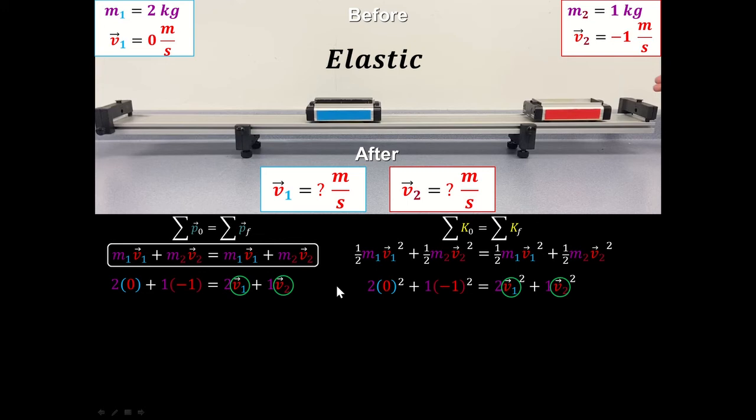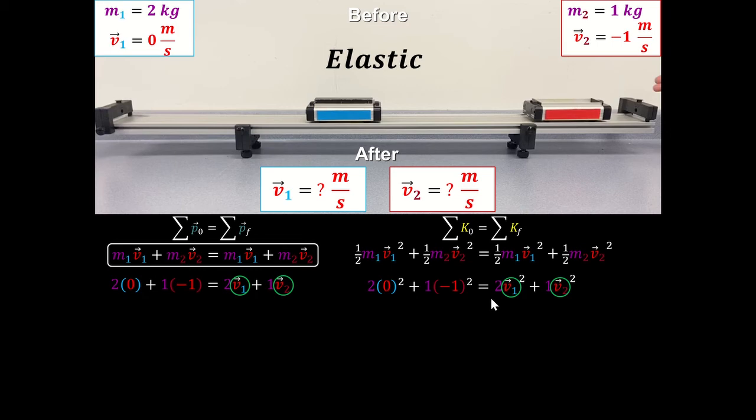Multiply everything by 2. So I've got 2 kilograms stopped, and it gets squared. Here's the mass, velocity, and it gets squared. Mass and velocity squared, and mass and velocity squared. All right, so here's one equation with 2 variables. Here's the other equation with 2 variables. So we take a deep breath and say, I can do this.